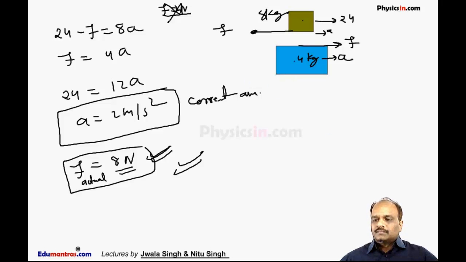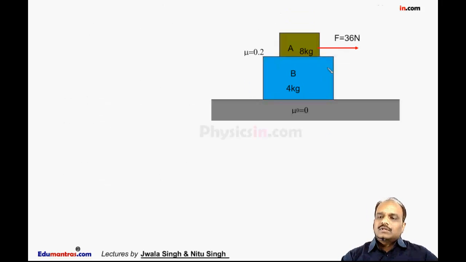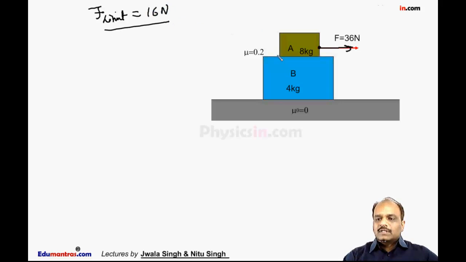Now suppose in the same question, if I increase the applied force to 36 Newton, what will happen? Again we don't know whether these two blocks are moving together or not. But we know the limiting friction here is 16 Newton. Now we don't know whether the friction is static or limiting.